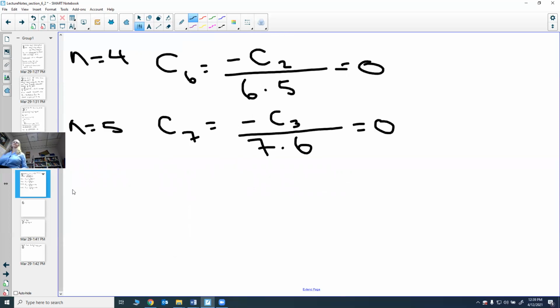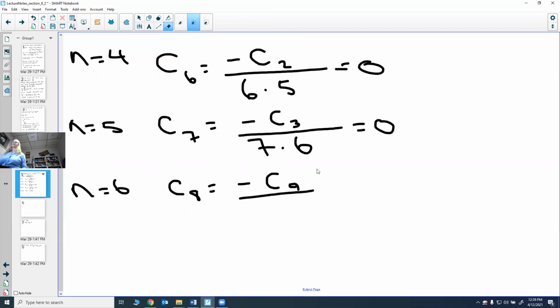Let's keep going. We don't really see much going on here. Let's try a couple more. Let's try n equals 6. So that would be c sub 8. That'd be minus c sub 4. My 4 should look like a 4.